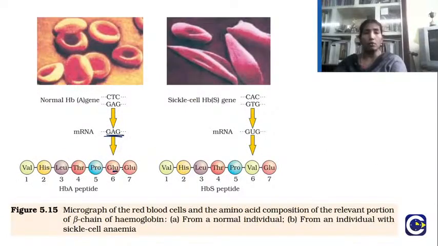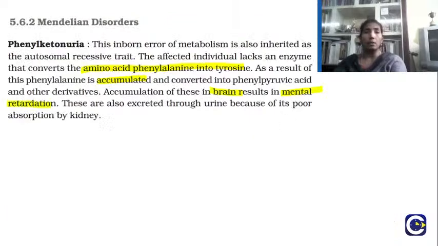So in 6th position, instead of glutamate, what is happening? The valine is replaced. So they become sickle shape, leading to anemia. Then there is another characteristic condition called phenylketonuria.